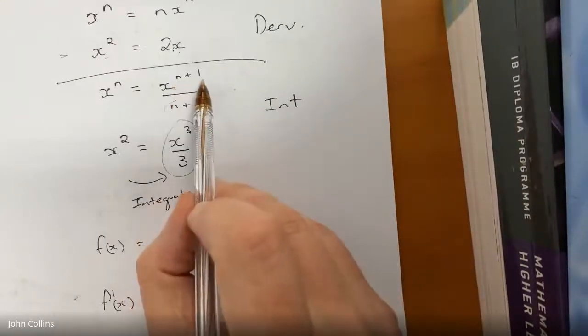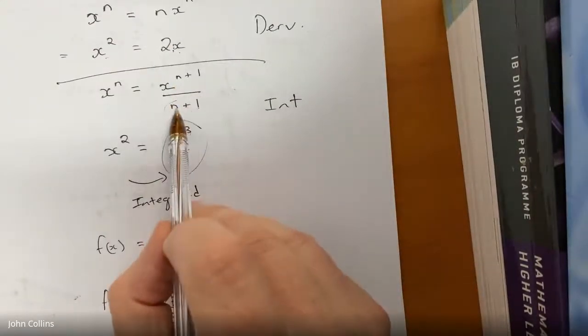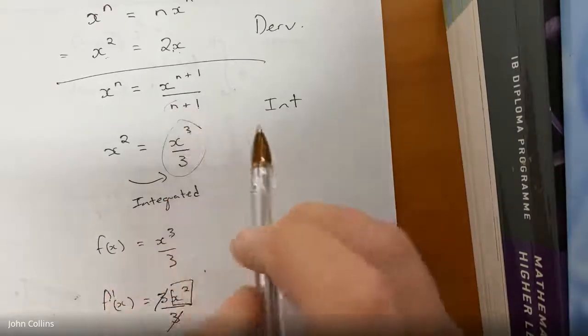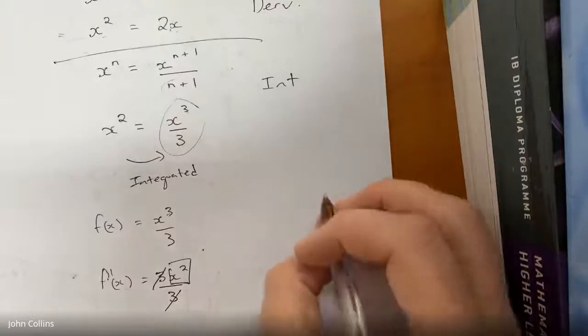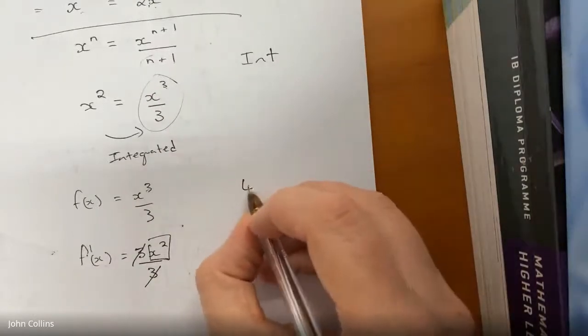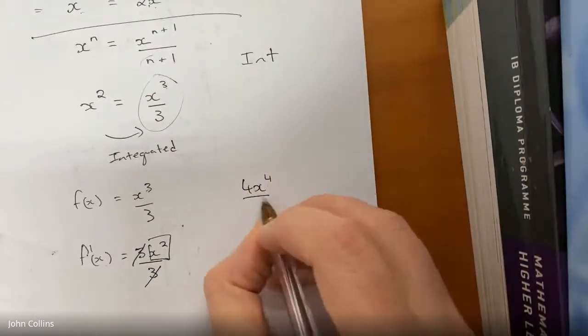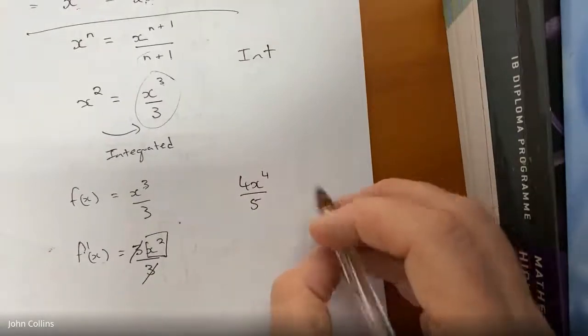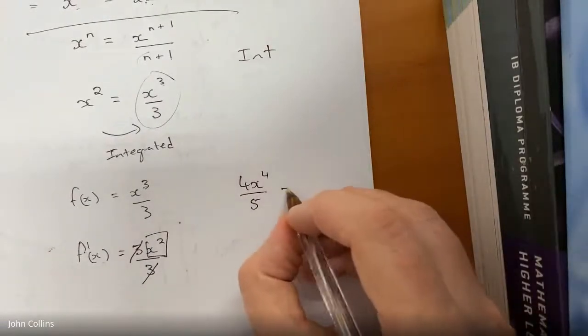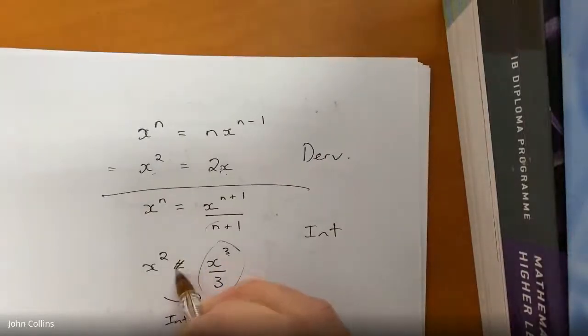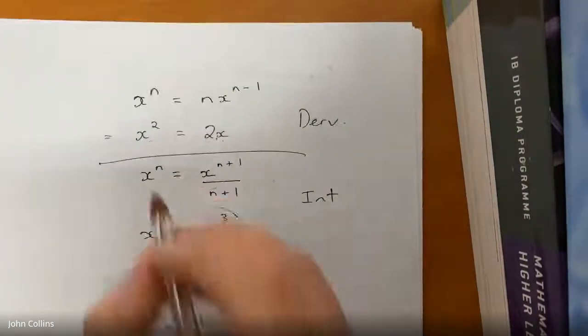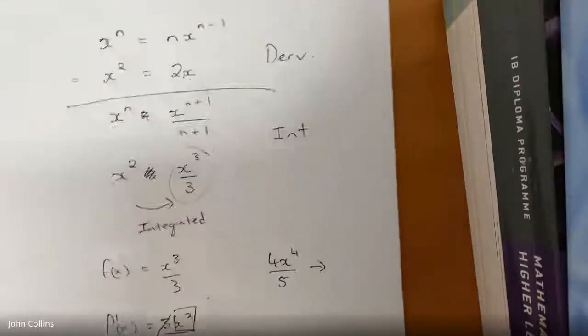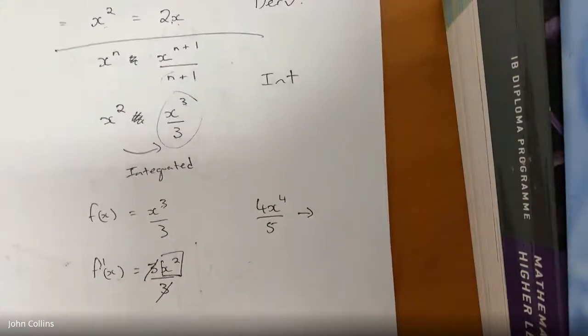Add 1 to the power, and then divide by what that power is now. So if I wanted to integrate 4x to the 4 over 5, and I want to anti-differentiate or integrate this, sorry, these equal signs, I shouldn't be writing equal signs because of course they're not equal to each other. One is the differentiation or integration of the other.